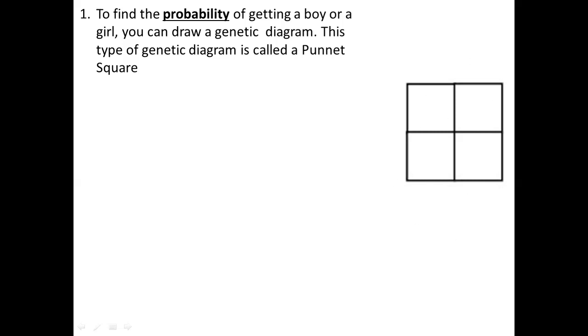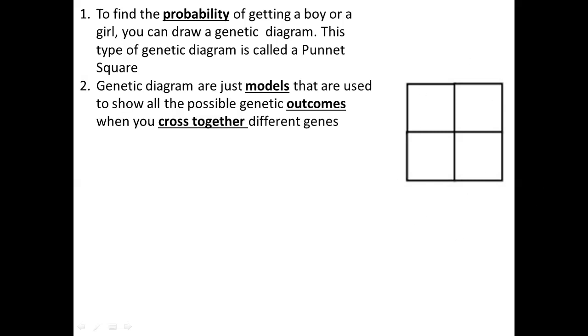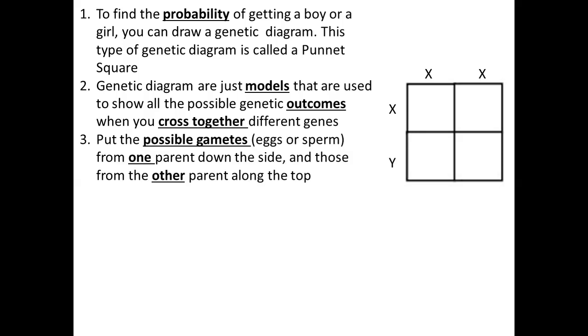Genetic diagrams are just models. They are used to show all the possible genetic outcomes when you cross together different genes. You need to put the possible gametes to start. Gametes is another word for sex cells. In human beings, male sex cells are sperm cells, and in females we have egg cells.